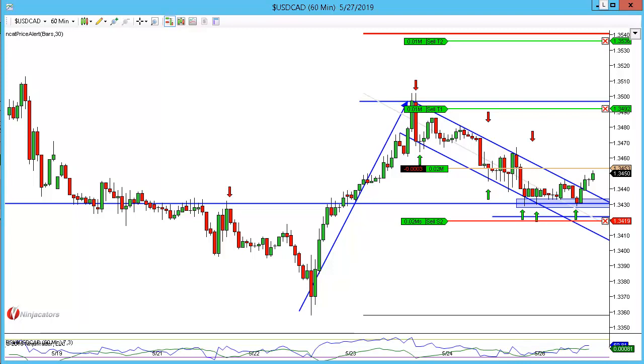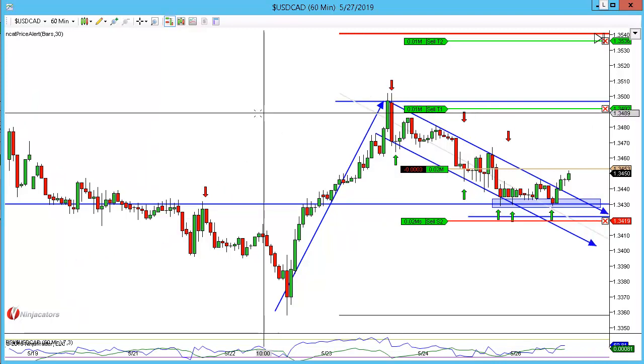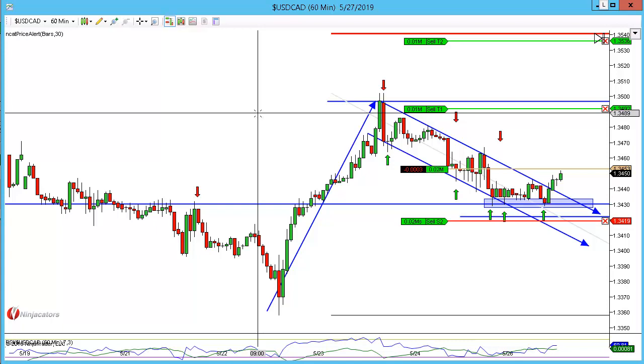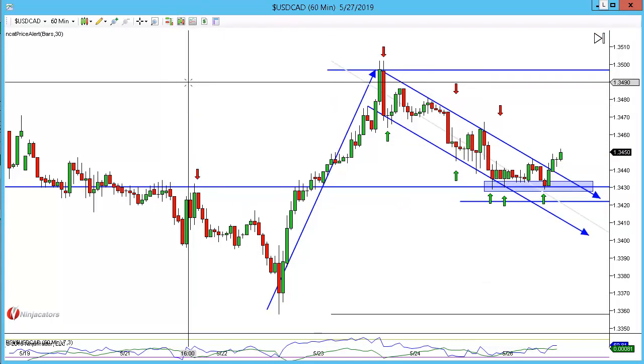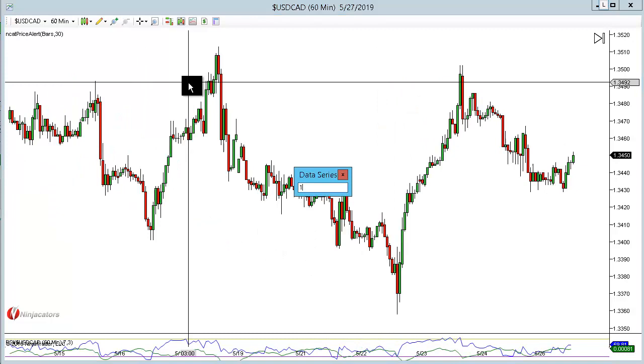This is the $CAD on the 60 and we have a flag pattern that's set up. I'm playing for 2 targets here and I have a very nice place to put my stop loss. So let's do the higher time frame analysis. This will take a minute or two.